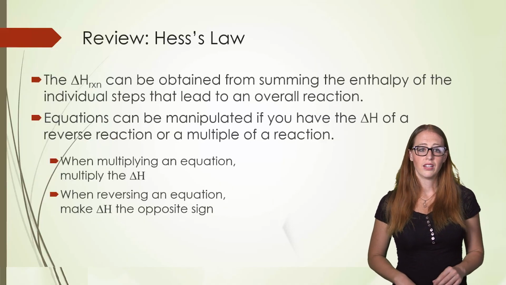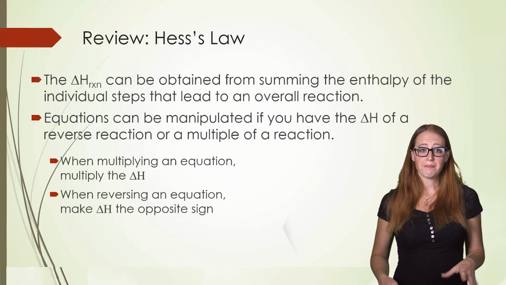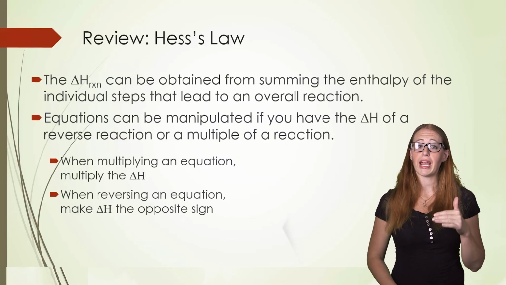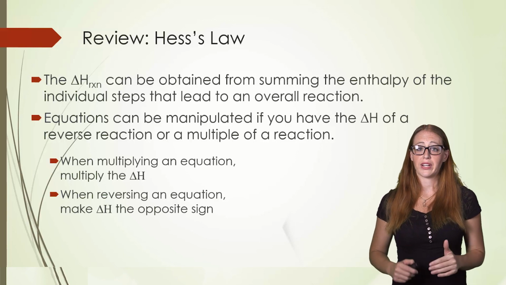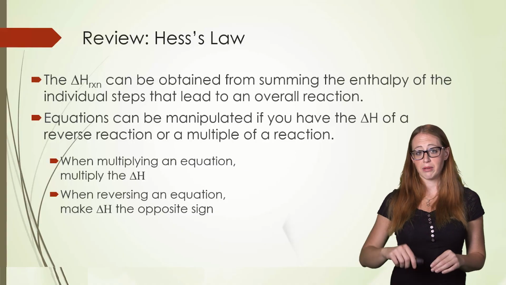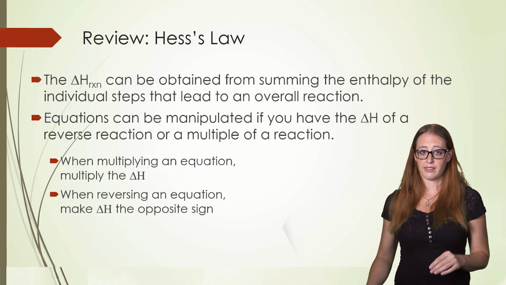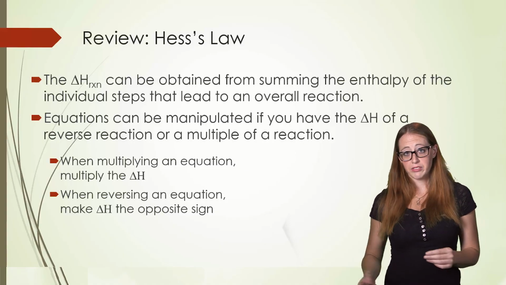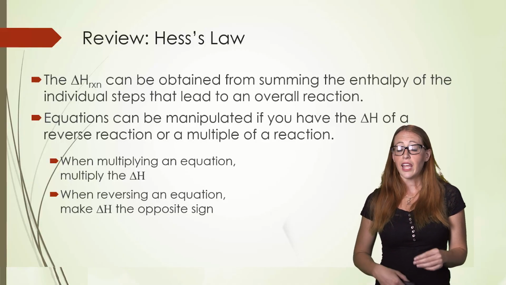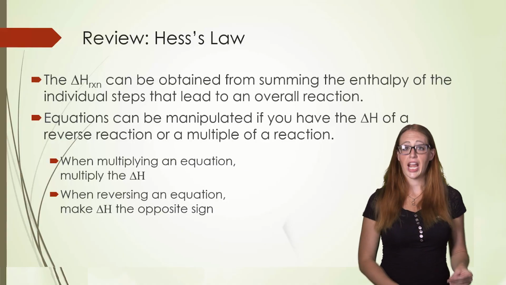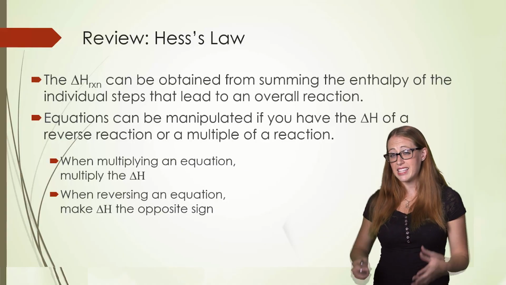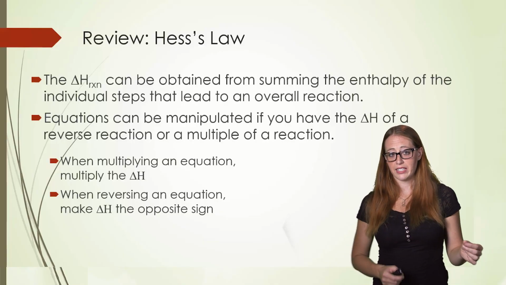So as our quick review and sum up, delta H can be determined if you have component reactions which add to a final reaction. Whenever you have this, you can sum the enthalpies of the component reactions to get the final. If you reverse a reaction to be able to do this, you change the sign. If you multiply or divide a reaction in order to do this, you're going to multiply or divide the delta H by the same number that you multiplied or divided the reaction by.